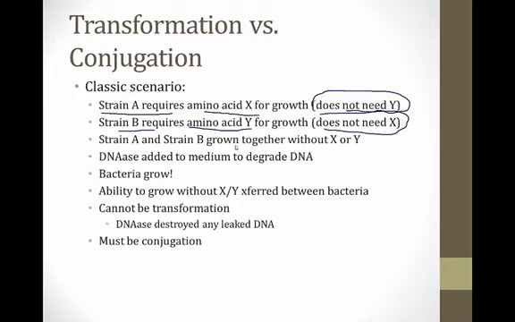It requires amino acid Y, but doesn't need X. So we put them together on a culture media without either X or Y. Neither of them should be able to grow because we've deprived them of the elements that they both need in order to grow. Then we add something called DNase to the medium. DNase is an enzyme that breaks down DNA, and it's going to degrade any DNA that's found freely in the culture medium. After we do this, the bacteria still grow. So how do we explain this? Well, what this means is that the ability to grow without X or Y must have been transferred between bacteria.